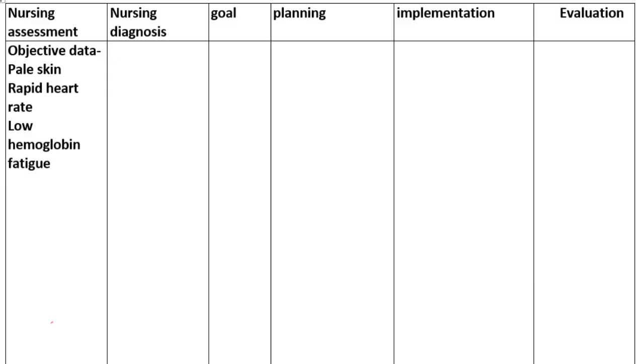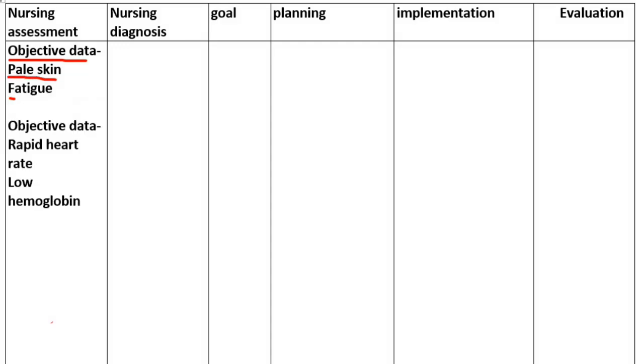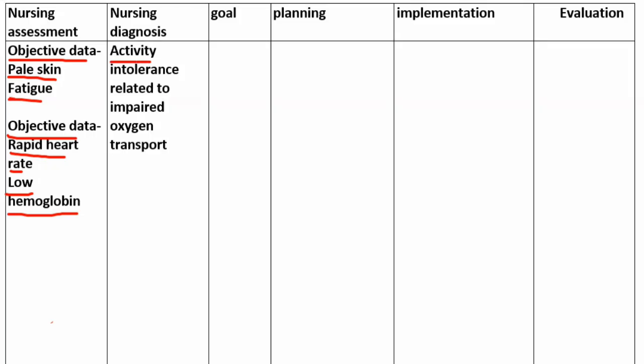Nursing assessment. Objective data: pale skin and fatigue, rapid heart rate and low hemoglobin. Nursing diagnosis: activity intolerance related to impaired oxygen transport.